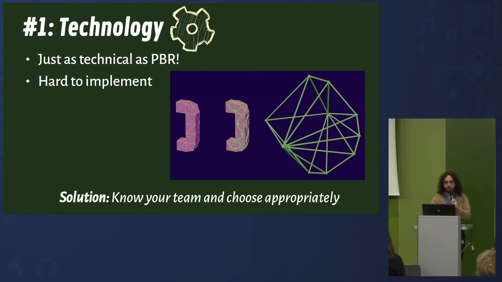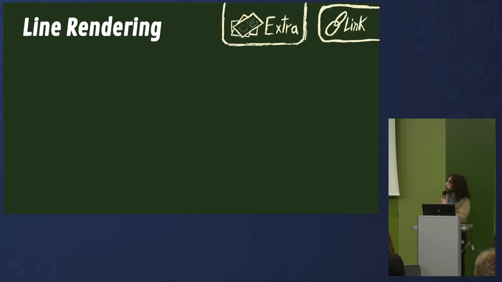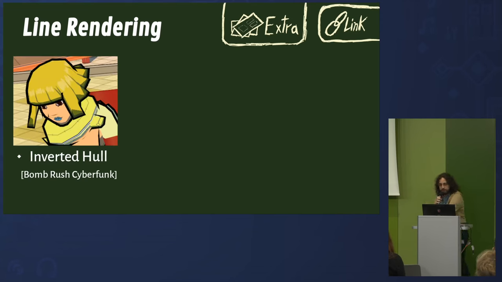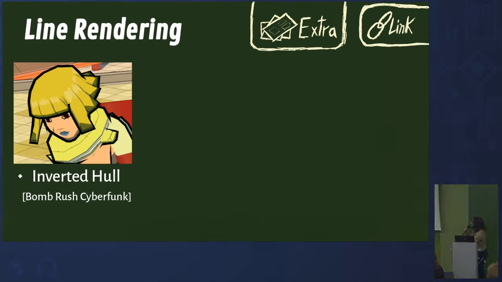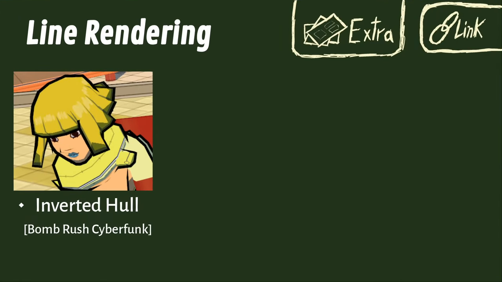And to give a bit more of an example, for line rendering, which, by the way, you can see I have this little extra slides here and links. That's for the end of the talk if you want to know more about that. So for line rendering, you have three main methods. You have the inverted hull, everybody knows it, which takes 30 seconds in Blender to do, for real. But it has some artifacts you can see on the neck.